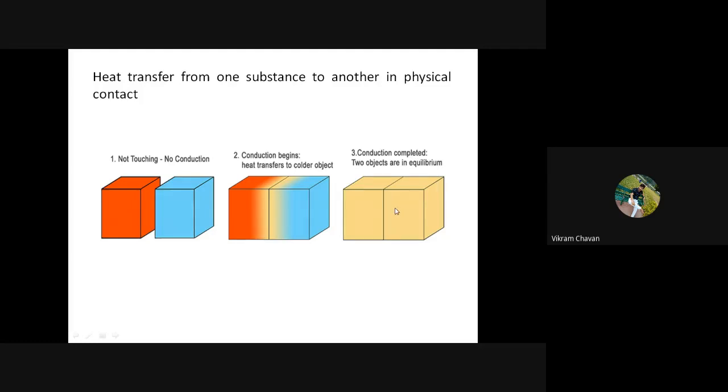So what does equilibrium condition mean? Thermodynamic equilibrium means two bodies having the same temperature, and there will not be a temperature gradient. That is nothing but thermodynamic equilibrium.